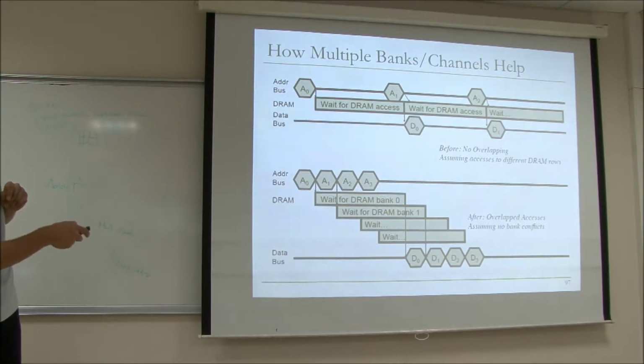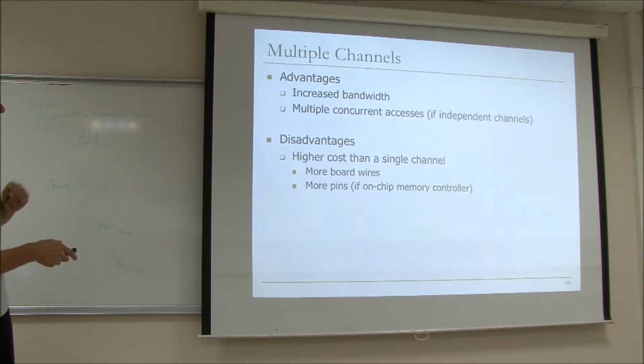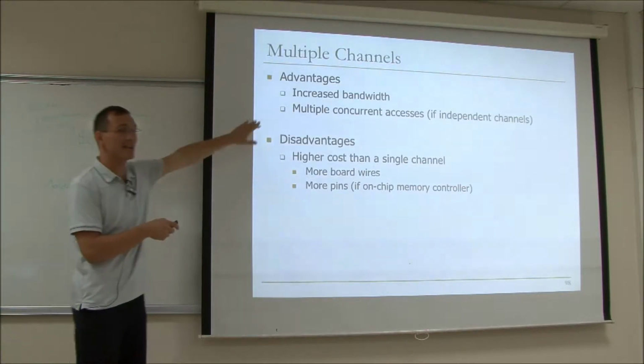Okay, I think I'll skip this one, but this is basically showing that you can overlap the latency. If you do not have banks, you need to have serial access. If you have banks, you can pipeline the accesses. The advantage of multiple channels is you can increase the bandwidth.